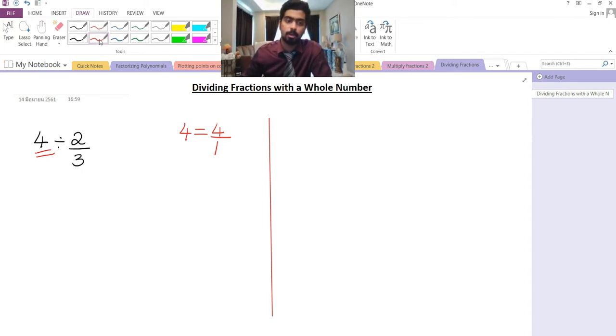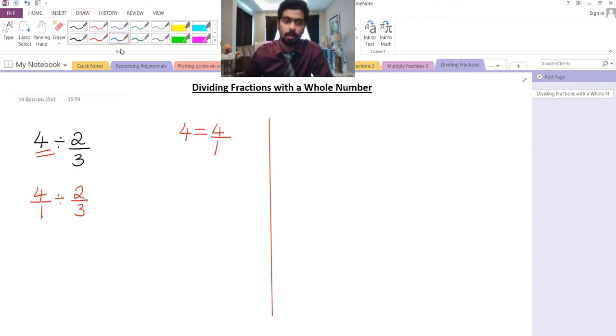Okay, now let's go back to our question. We have 4 divided by 2/3. What we can do is change this whole number to a fraction. So now we will have 4 over 1 divided by 2/3. Now, dividing fractions is very similar to multiplying fractions in a way, because we change the division sign to the multiplication sign. Then we flip the numerator and denominator of the second fraction.